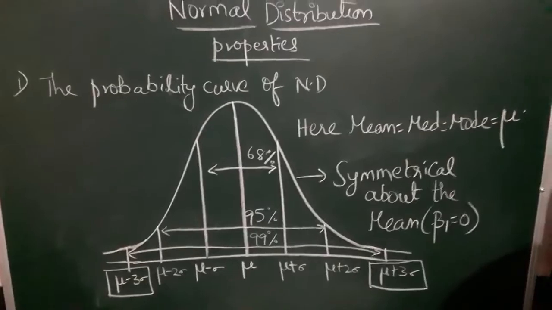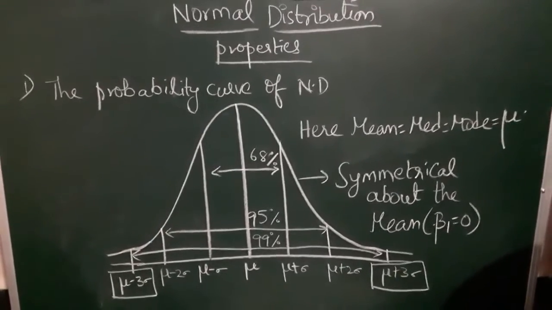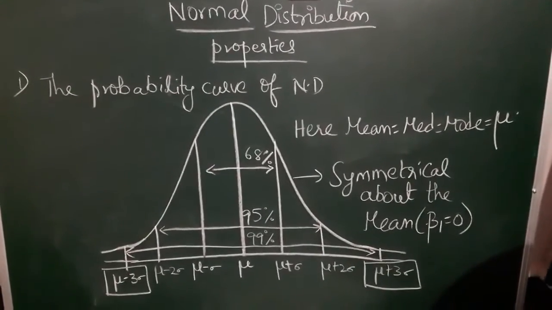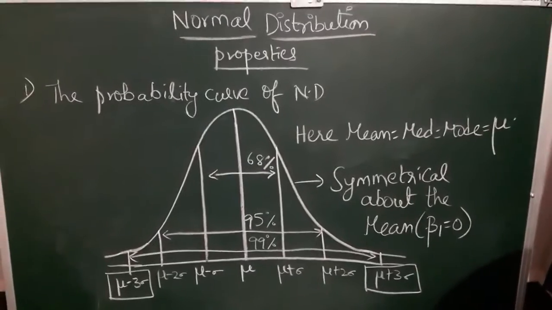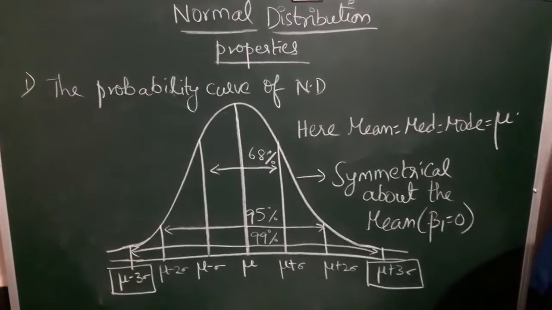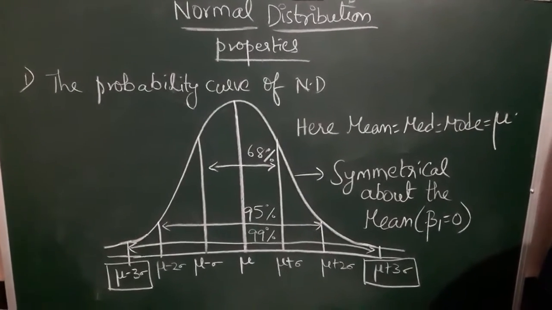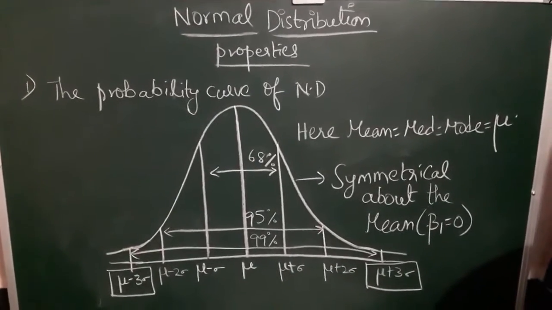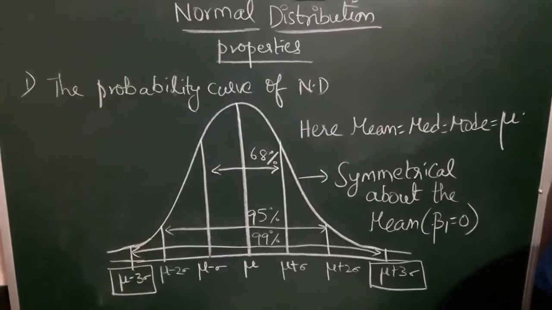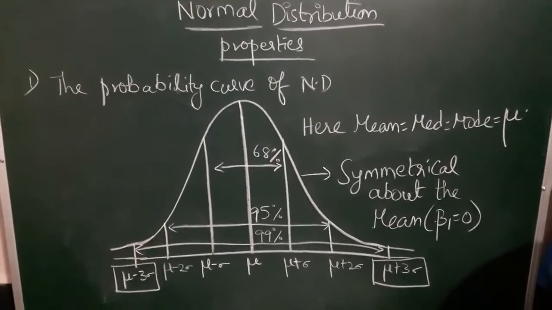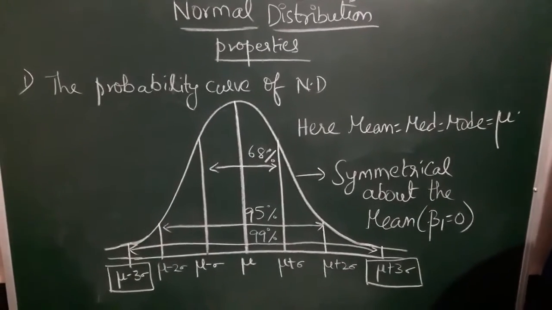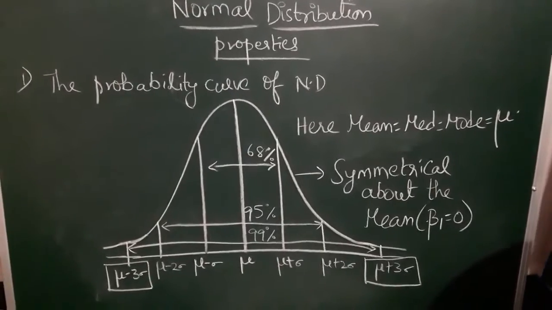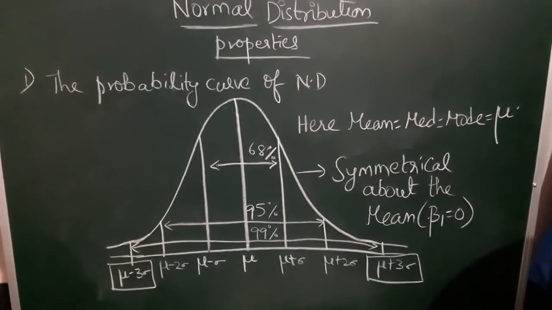Remember mu. What is the mean? Mu, one of the parameters of normal distribution. Remember that mu is a parameter of normal distribution, and it is also called the mean. Now the mean, median and mode coincide at mu, so the curve is symmetrical about the mean. This is property number 2.